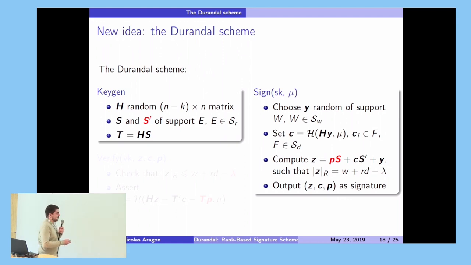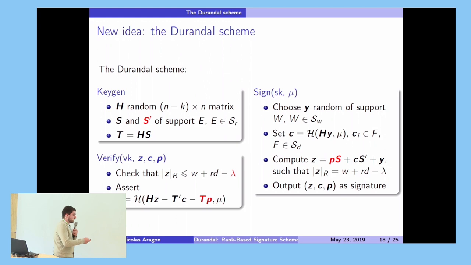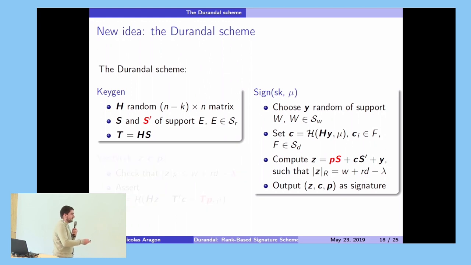P has the same support as the challenge C. And as a signer, we get to choose the value of P. And this gives us some degree of liberty to choose kind of a subspace of the space W plus EF.